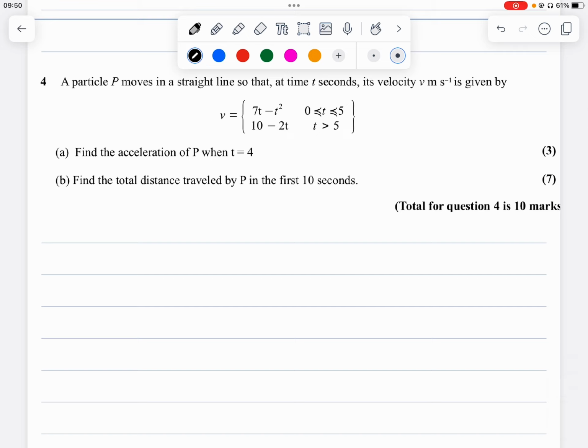Question number 4. Again, two equations for velocity. One is between 0 to 5 and another one is greater than 5. Acceleration at t equals 4. So we are going to take the first equation. So velocity is 7t minus t square.